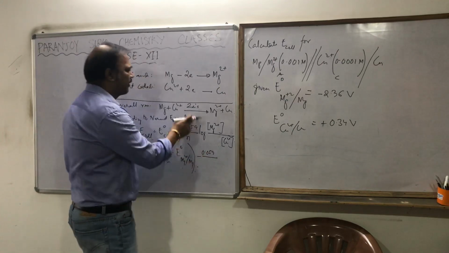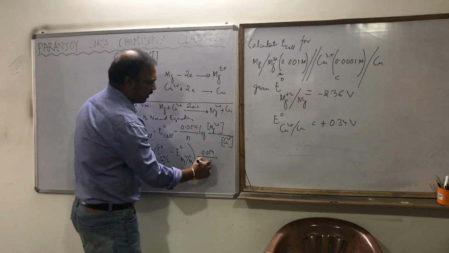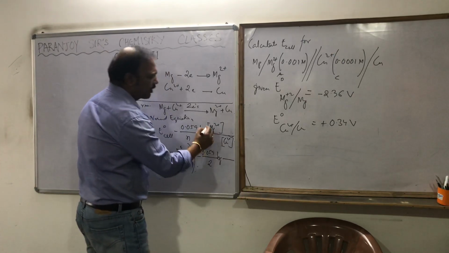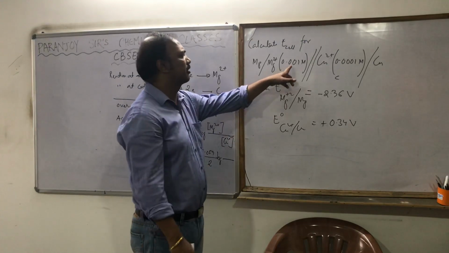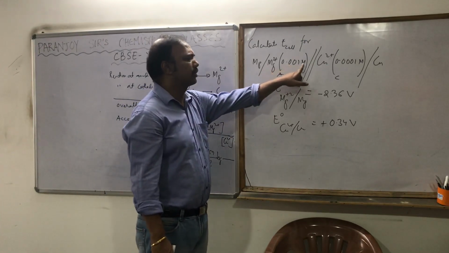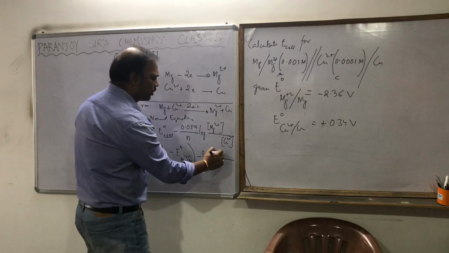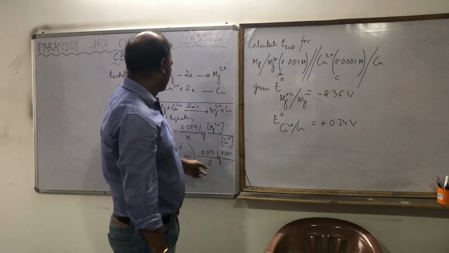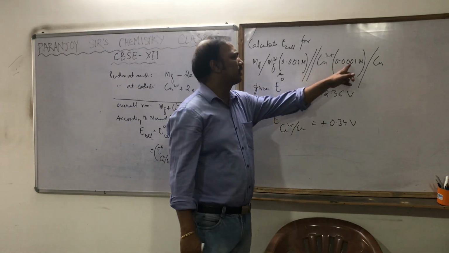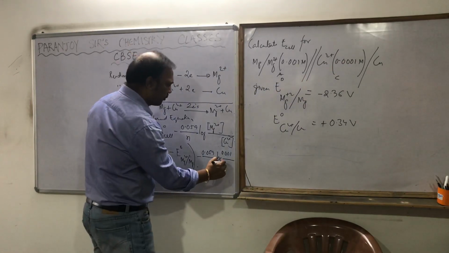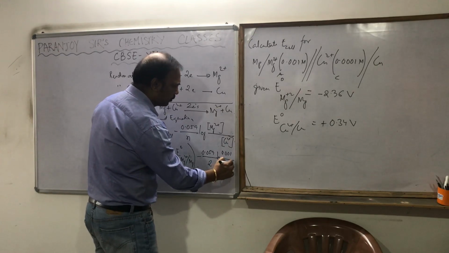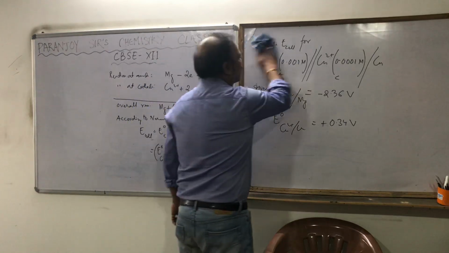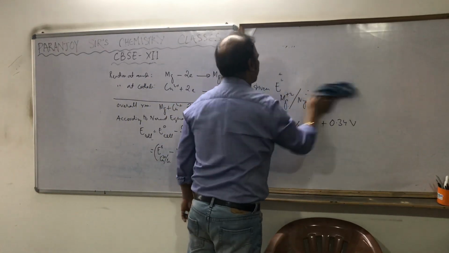So E0 cell minus 0.059 divided by n. What is the value of n in this case? In this case the value of n is 2. Log of concentration of Mg2+. What is the concentration of Mg2+? 0.001 M, so 0.001 divided by the concentration of Cu2+, which is 0.0001. Okay, fine. So we can calculate this now, very straightforwardly.